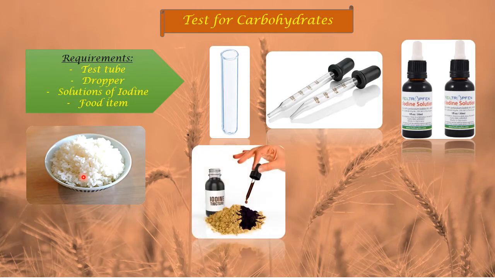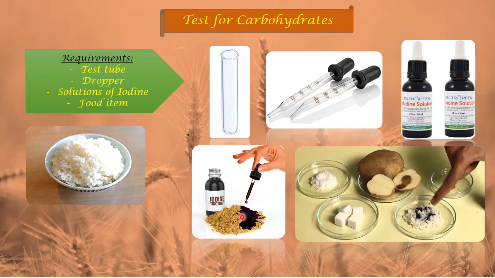See here, it is just a picture I have taken of how to take the iodine solution and drop it on the food particle. They are using a different food item over here, and they are dropping this iodine solution. And here you can also see there are different food items they have kept, like sugar cubes and potato. Potato contains a large amount of starch. So this particular experiment is to identify the presence of starch in these food items.